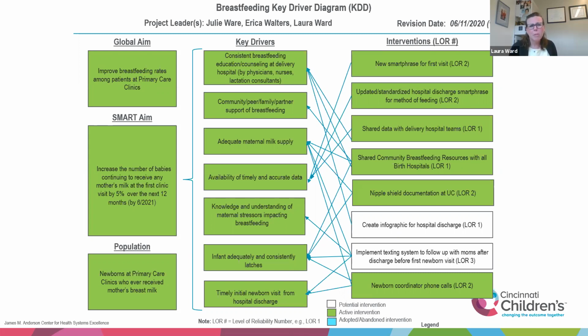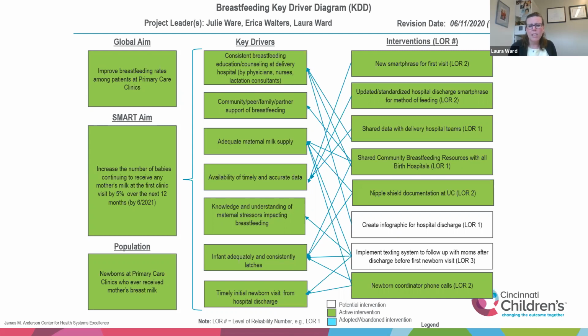Now you'll notice there are a couple of white boxes in our interventions. These represent interventions that are not yet in place, but things that we are working on and potential interventions. They include an infographic on breastfeeding discharge teaching and a texting system to communicate with moms after discharge before the first follow-up visit. You'll also notice that the interventions are labeled with a level of reliability, or LOR.